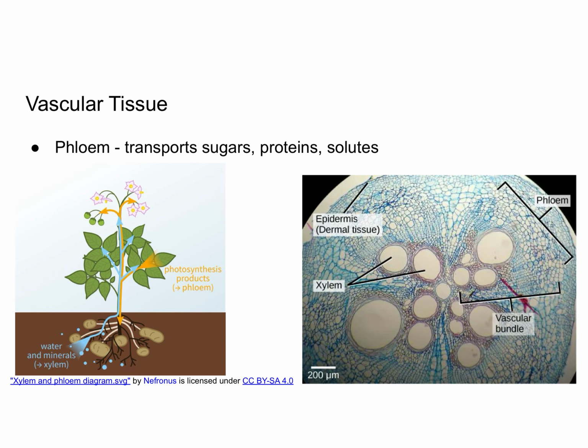The other type of vascular tissue is phloem. Phloem is different from xylem because its function is different. So in phloem, these vessels transport sugars and proteins, which are the products of photosynthesis.